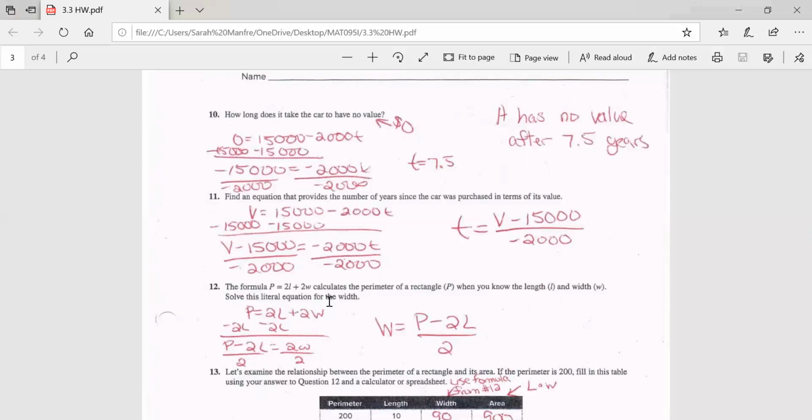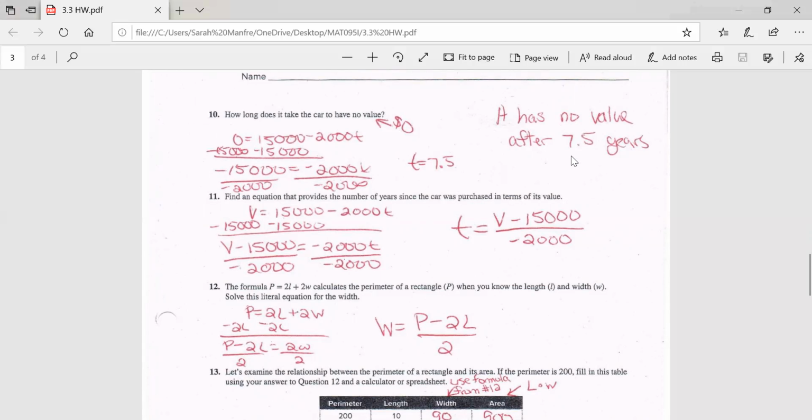How long does the car take for that car to have no value? Well, no value means that it has a value of $0. So I'm going to put a 0 in replace of the value, solve the equation, and you get 7.5, which means that after 7.5 years, the car is worth nothing.